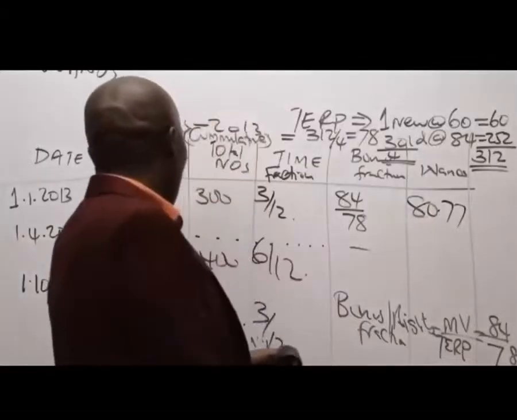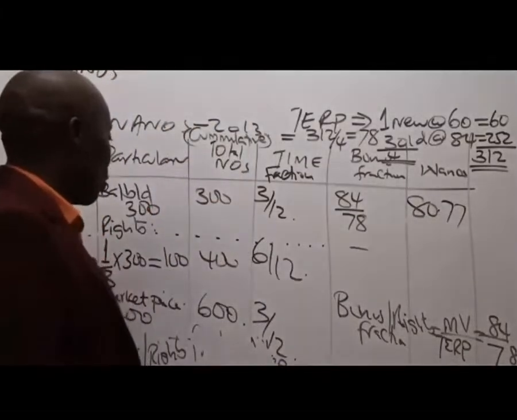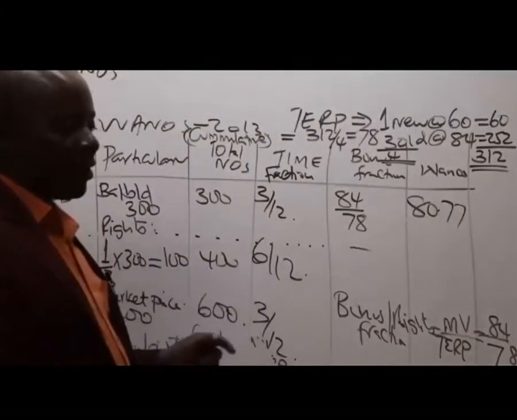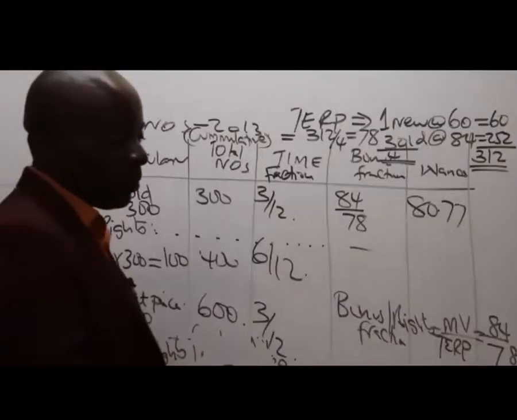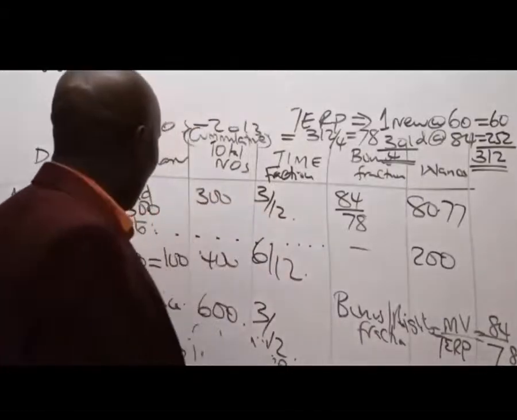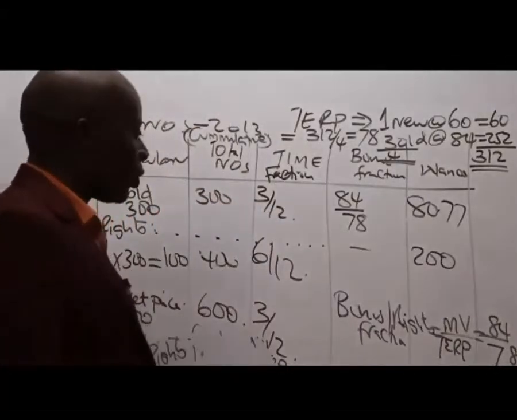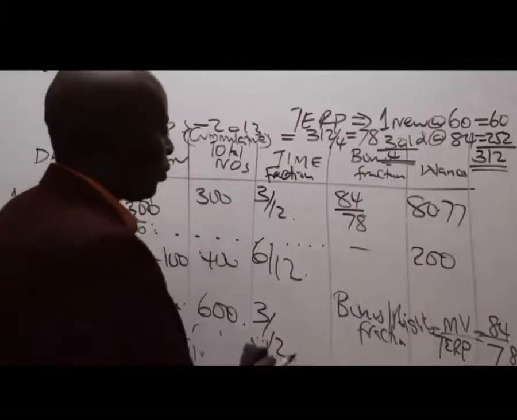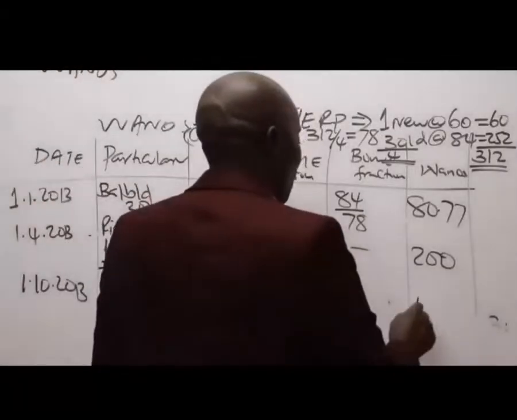Thank you very much. How about this other second transaction? 400 times 6 over 12 gives me how much? 200. This gives me 200. How about the next one? No. 600 times 3 over 12. 150. Thank you so much. So this is 150.